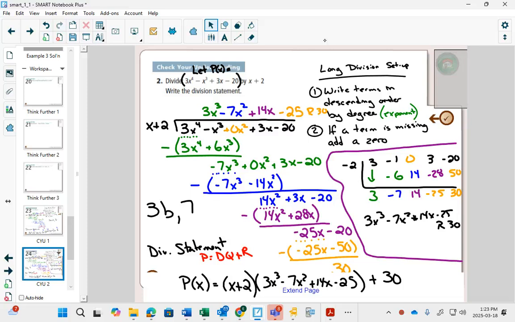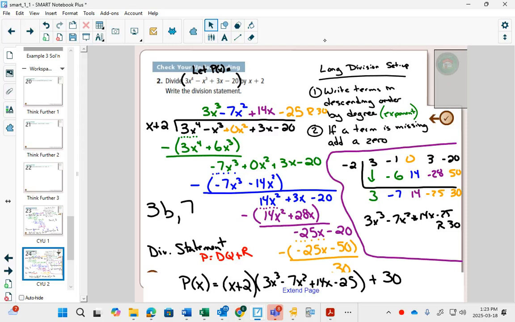How did I get this negative 6? I times the minus 2 times the 3, which gave me negative 6. Then the blue, negative 7. How did I get that? Minus 1 plus minus 6 makes minus 7.